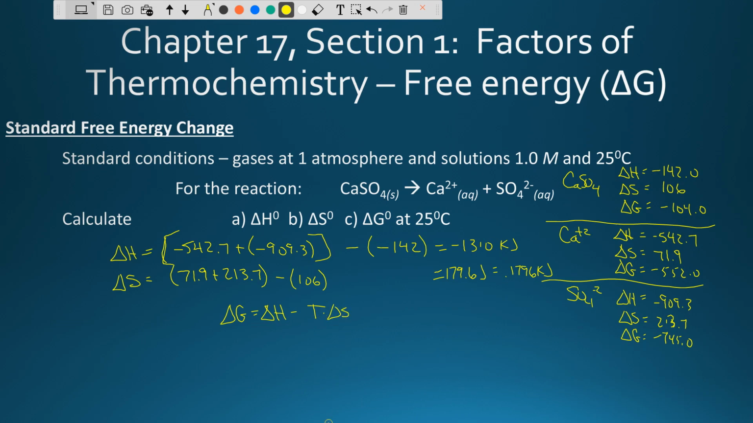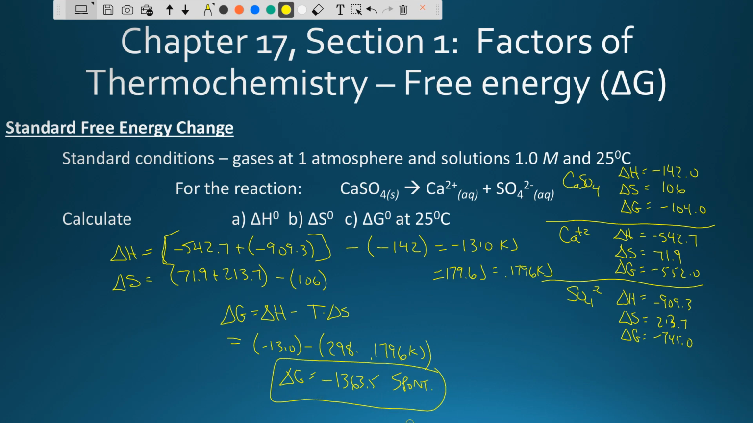Now if I calculate out my delta G, I'll have my delta H minus my temperature times my delta S, and that needs to be in kilojoules. So let's plug in my values. I have negative 1310 minus my 298 times 0.1796, and that's in kilojoules. My delta G ends up being negative 1363.5 or thereabouts. If it's a negative value, that is going to be spontaneous.